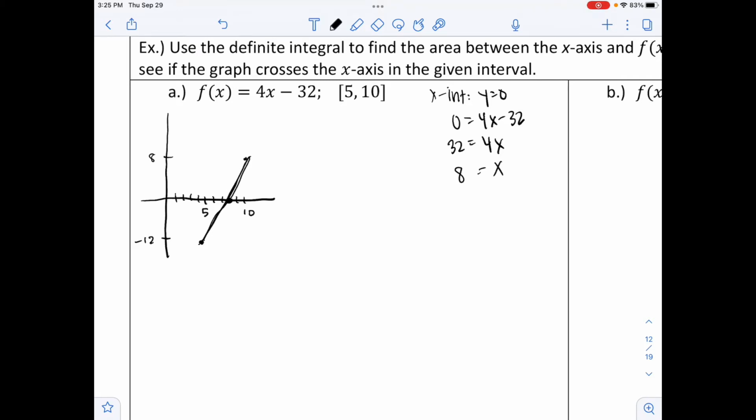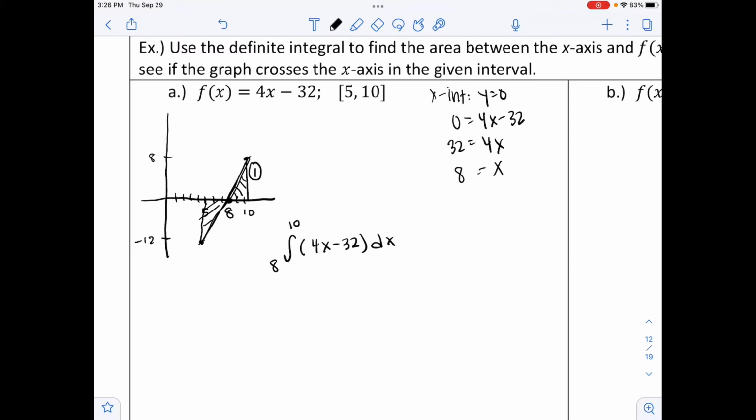I need to find the area of the first region, which is going to be a negative region, and then also find the area of my second region, which is up above. So I'm going to go ahead and look at the first region, which is going to be this positive region. And for our first region, I'm going to be integrating my function, which is 4x minus 32, with respect to x. And the x values that I'm going to be integrating from are going to go from 8 to 10. And so this is going to be my positive region.